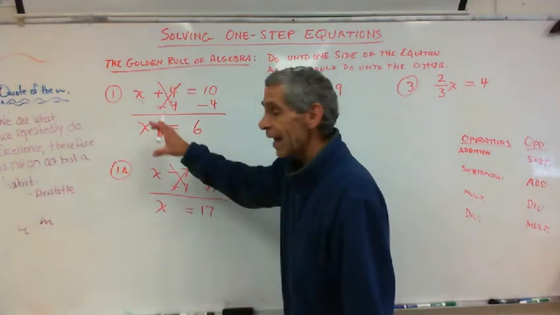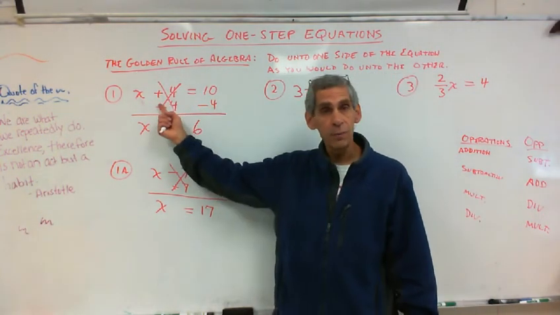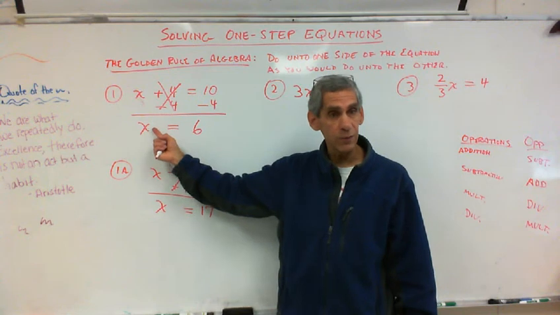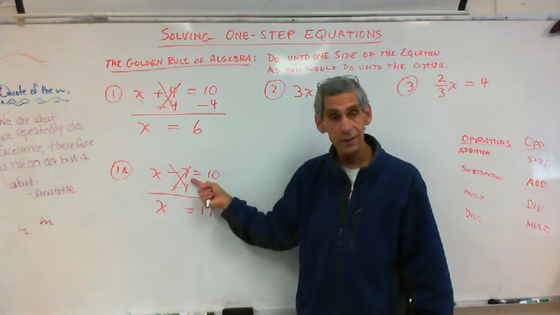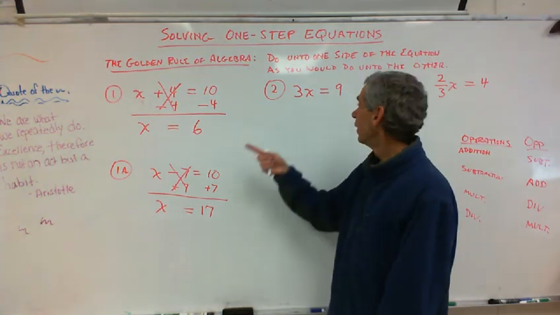Now, that's for adding and subtracting, right? So if it was an adding problem, we would subtract. We would use the opposite operation. We'd subtract. If it was a subtraction problem, we would add, right? Does that make sense? Pretty straightforward.